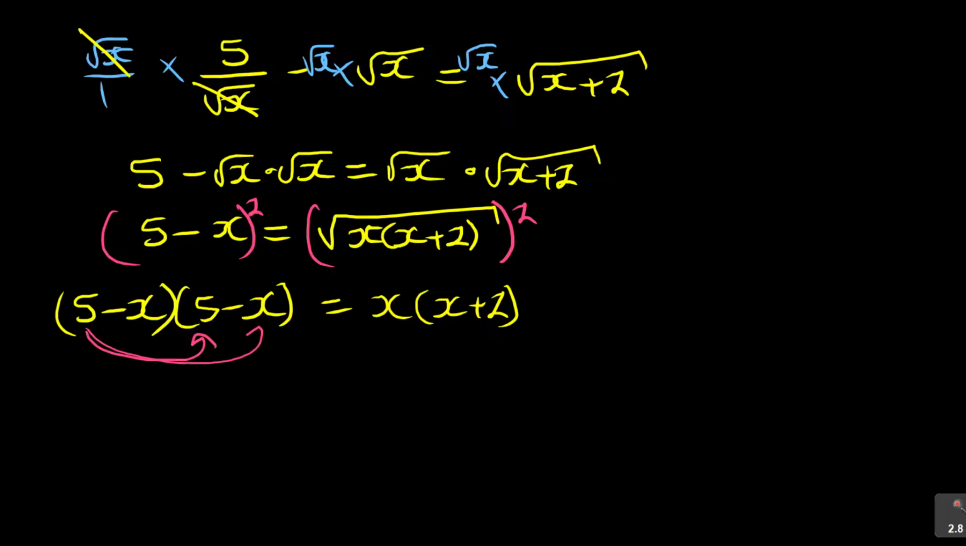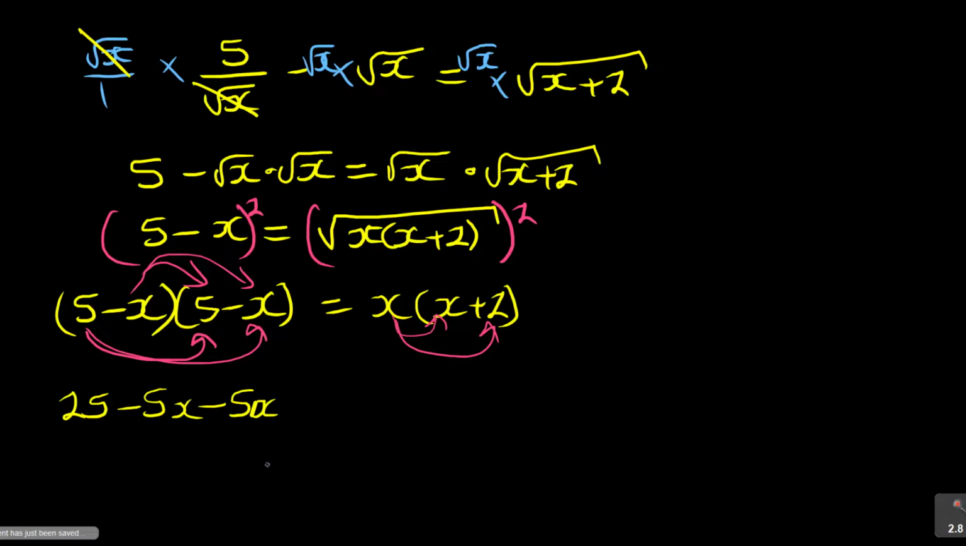You are here, and you are there, you are there, and you are there. Then even this one, it goes there, and it goes there. So let's open the bracket. 5 times 5 is 25. 5 times minus x is negative 5x. Alright, negative x times 5 is negative 5x. And then the next one is negative x times negative x is positive x squared. x times x is x squared, x times 2 is plus 2x. So that's what we have.